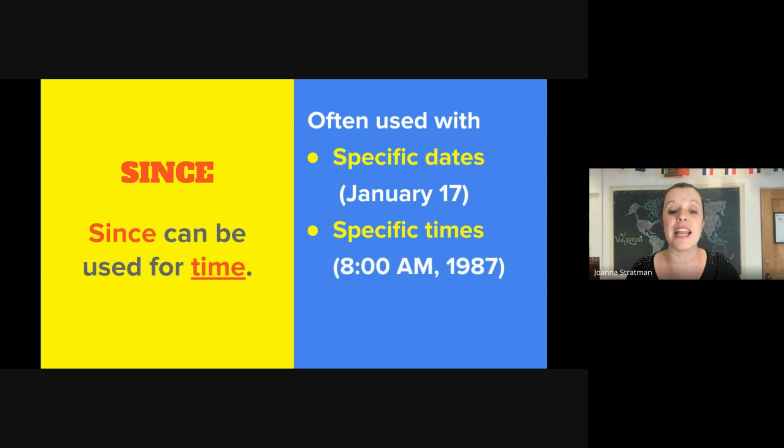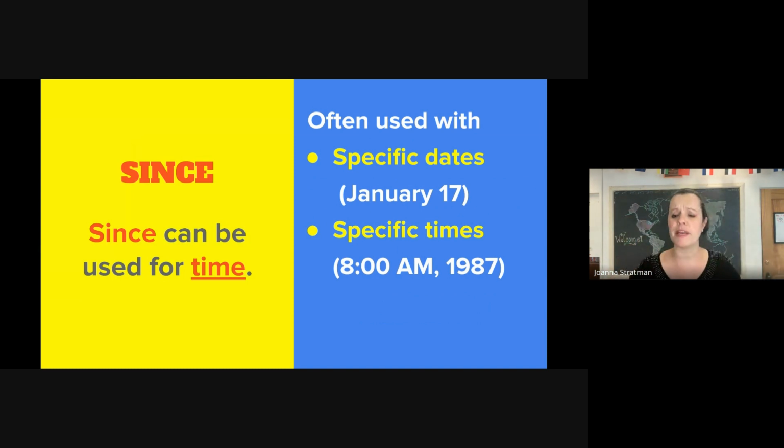This can be something as specific as clock time, like 8 a.m., or it can be something a little bit more broad, like a year, 1987. So you can use since 8 o'clock or since 1987.